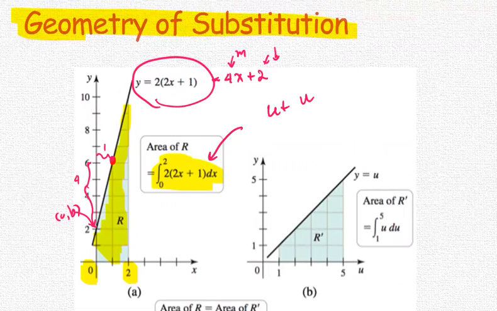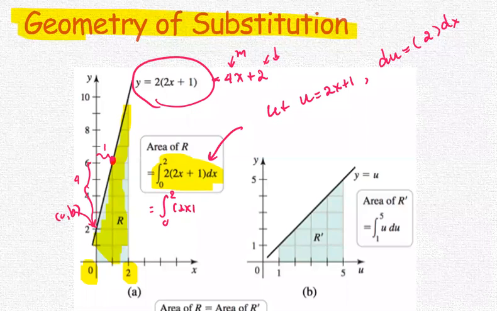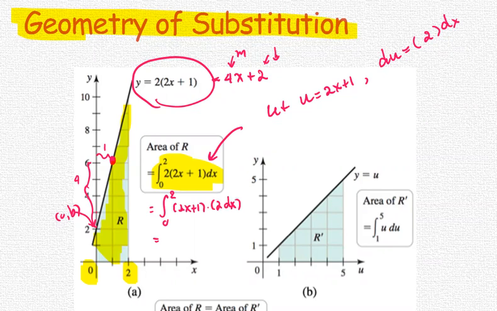If we let u be 2x plus 1, what is differential u? Differential u is the derivative multiplied by dx. The derivative of 2x plus 1 is 2. And if you manage this, the integral from 0 to 2 of the quantity 2x plus 1 multiplied by 2 times dx, when you replace it totally in the u form, the portion 2x plus 1 is the u, and the 2 times dx is the du.